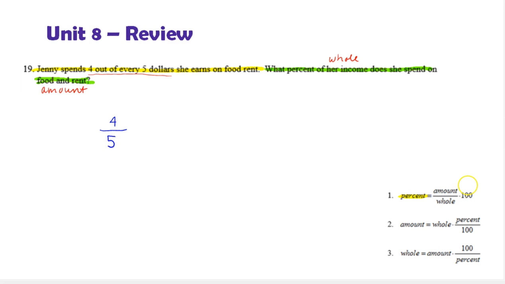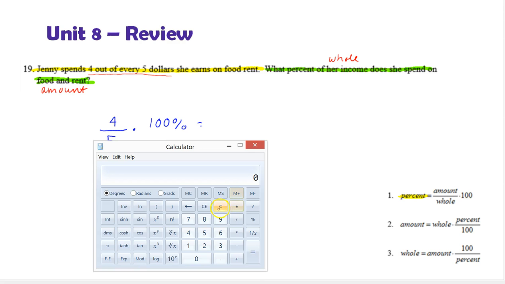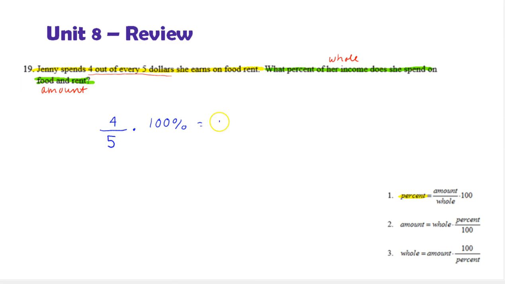Okay. And now we're going to multiply that by 100, and I'm going to put the percent symbol in here, 100%, and we're going to think of percent as our unit. Then we'll remember to put it in our answer. That's a good habit. And we're going to multiply 4 divided by 5 times 100, which equals 80. So our answer is 80%. So she spends 80% of her money on food and rent. Let's look at the next one.